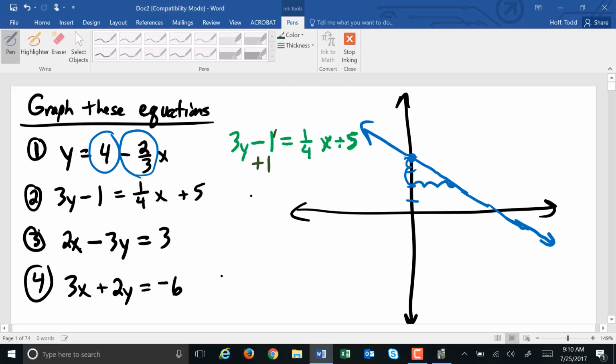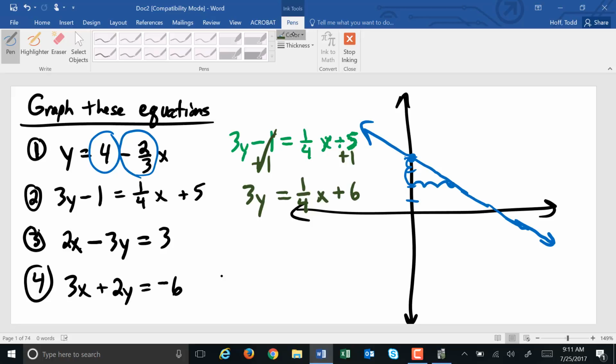And when we add or subtract, we have to do it to only one piece on each side. So adding 1 makes that -1 go away, leaves us with 3y. Where do we add 1 on the other side? To the 5. And if my pen were working, that would be a +5. So +5 plus 1 is +6. What's next? Divide by the 3.